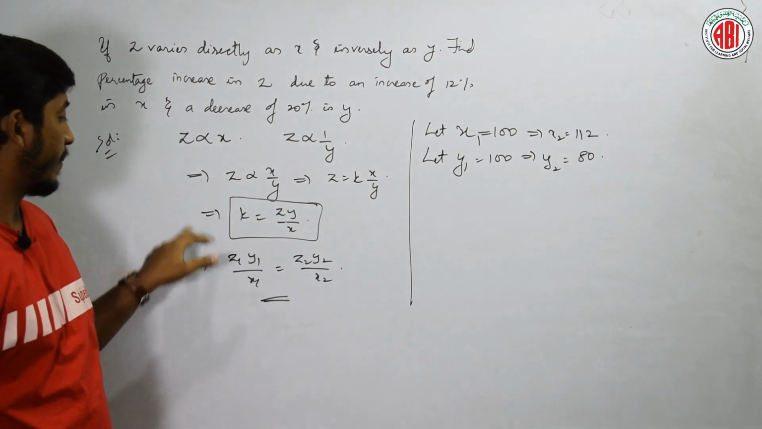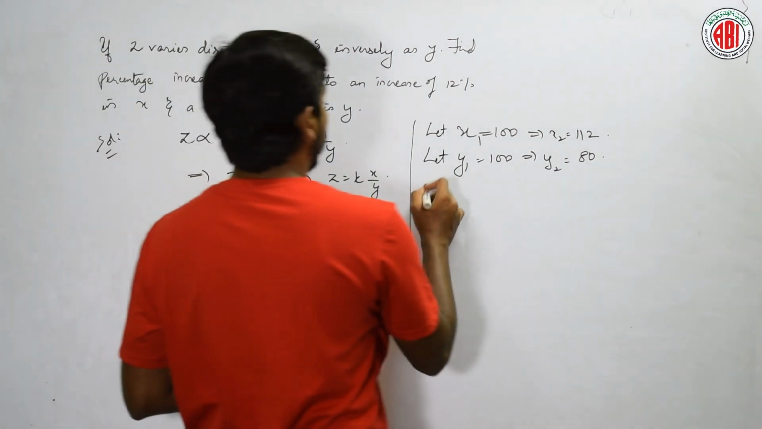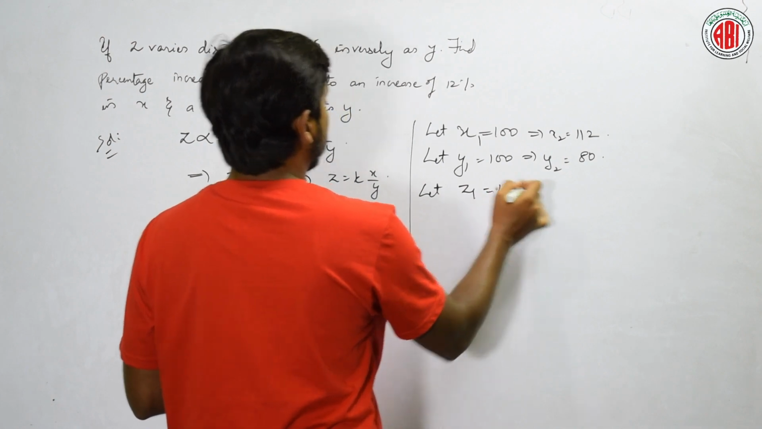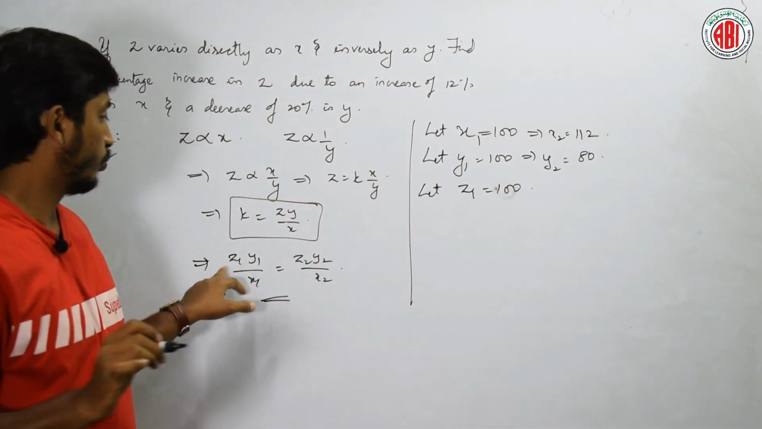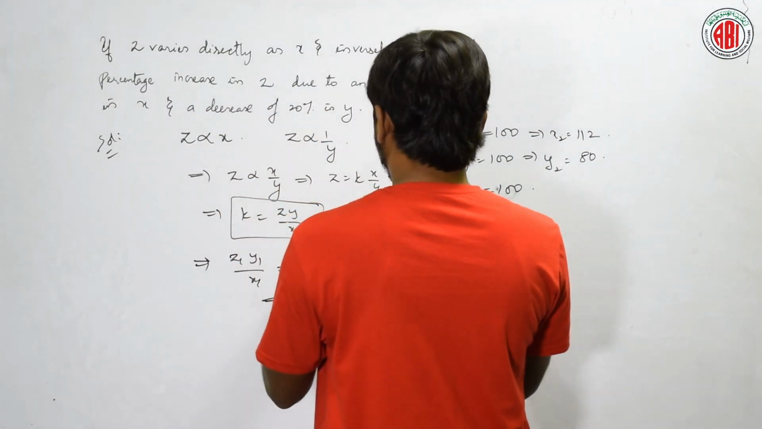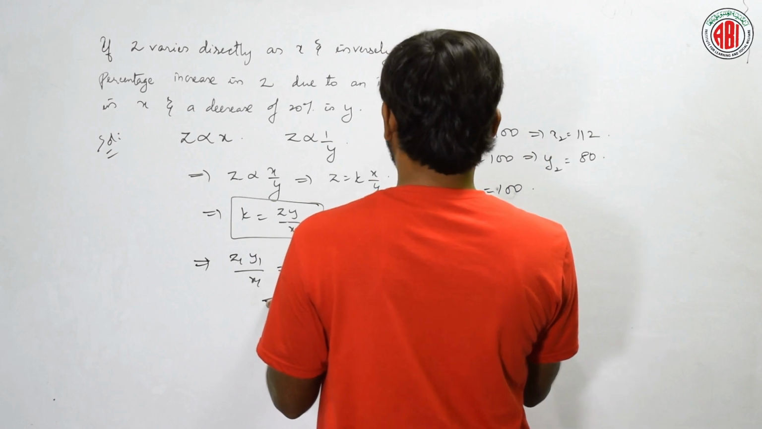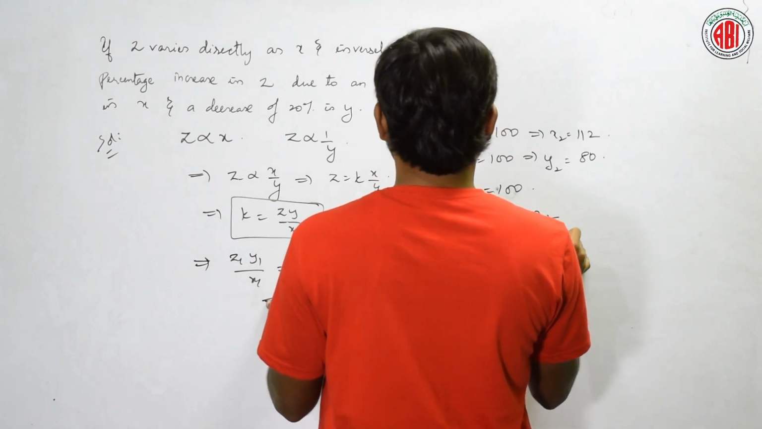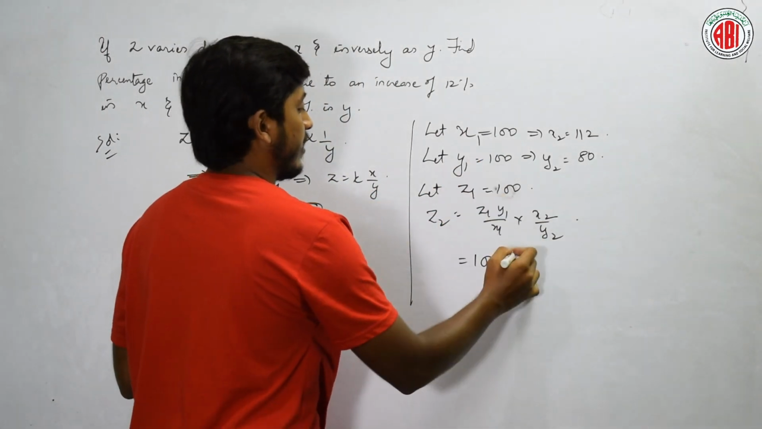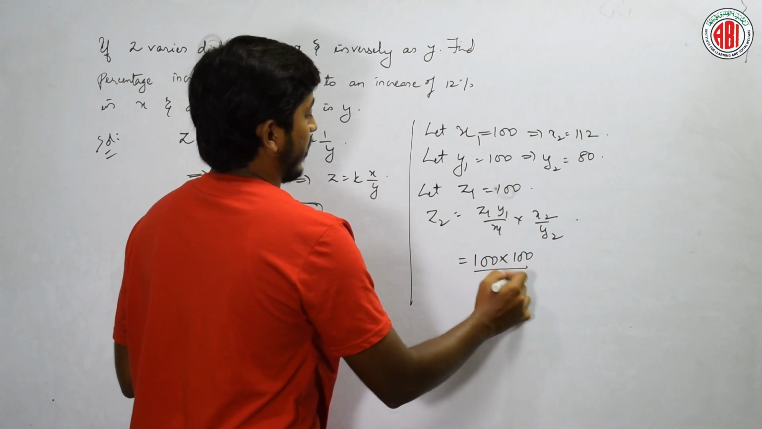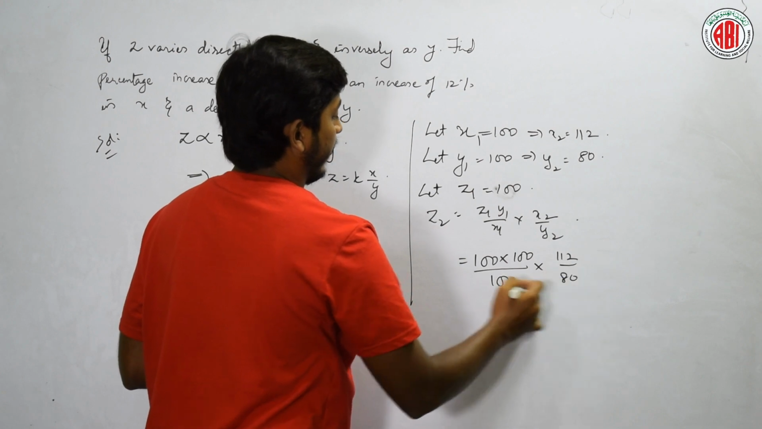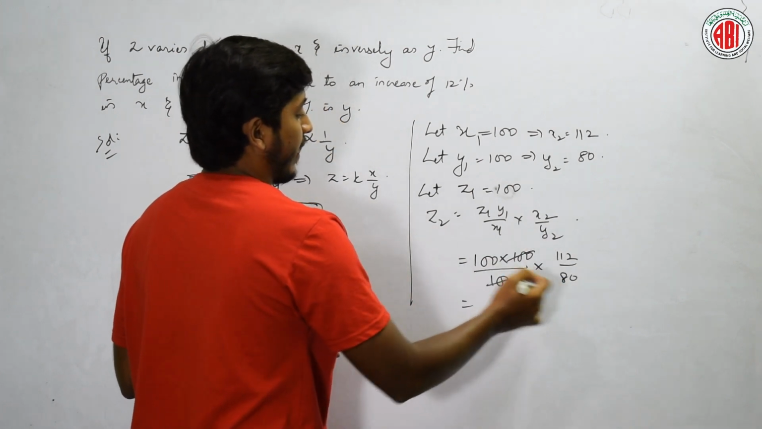Clear? Next, let us substitute everything here. Similarly, let z1 be 100. Let us check what will be our z2. Okay. Shall we substitute everything? Now put z2 here, send everything that side, z1 y1 by x1 into x2 by y2. Let us substitute everything here. Z1 is 100, y1 is 100, x1 is also 100. What is x2? 112. What is y2? 80. Now tell me, how do we cancel?